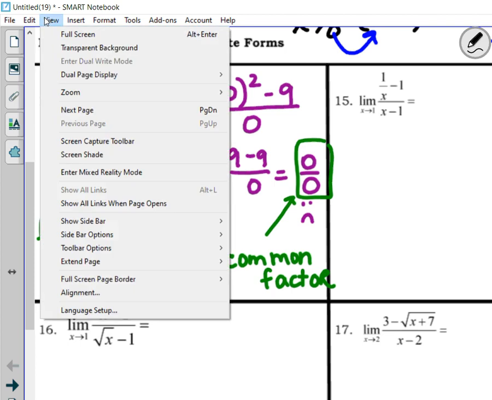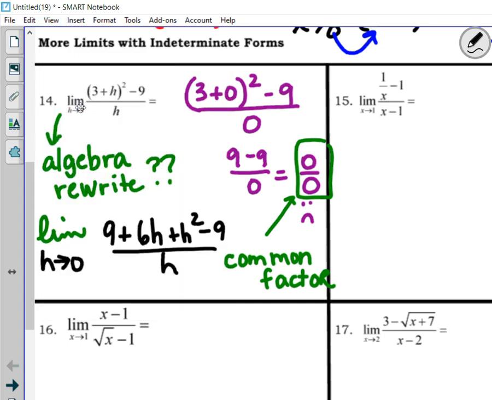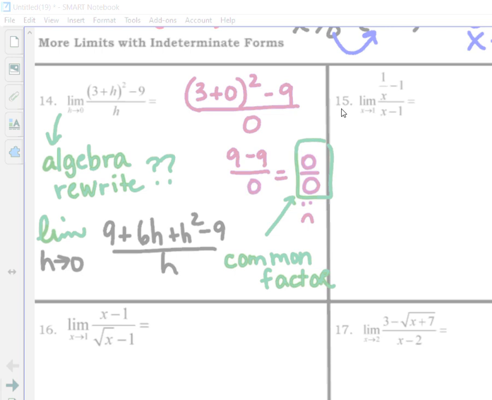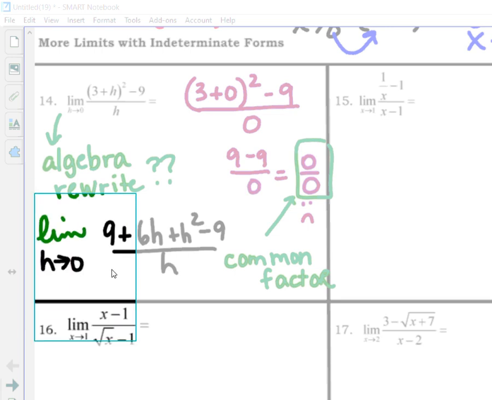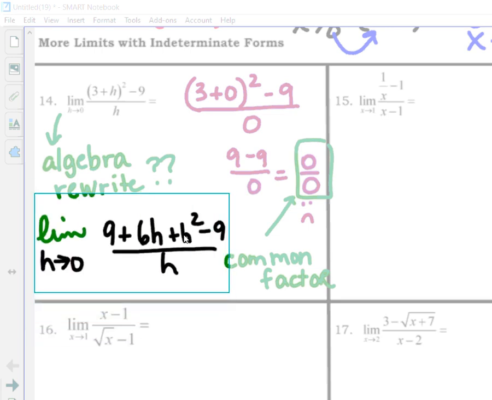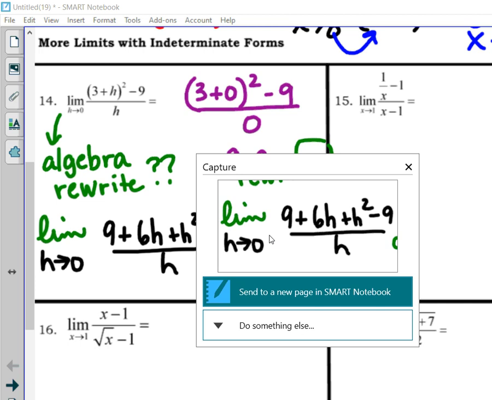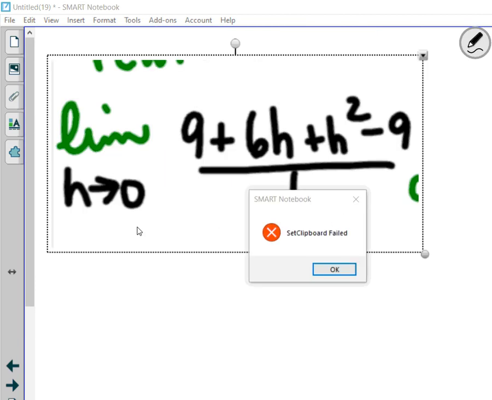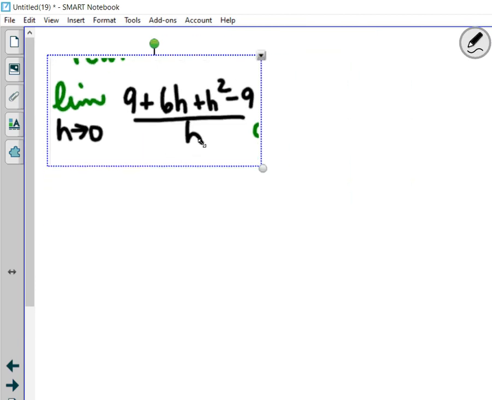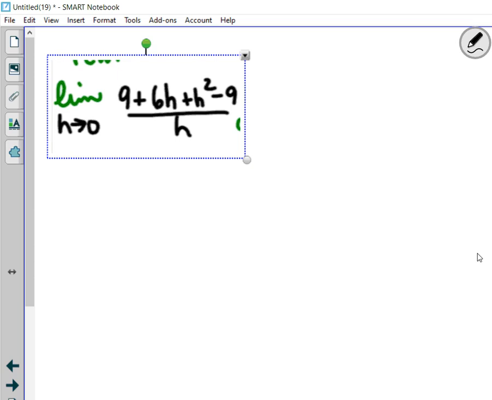Let me go ahead and grab that because I'm not going to have enough room. Let me grab this guy and go. Oh, you're all right. Okay.